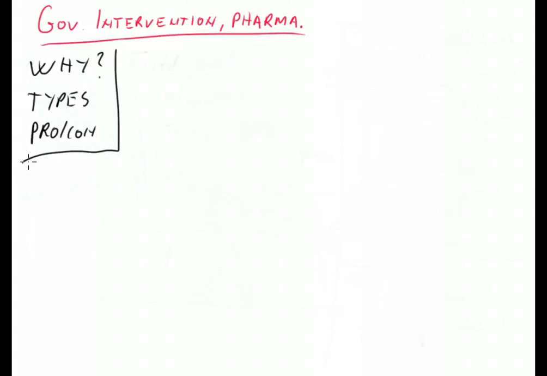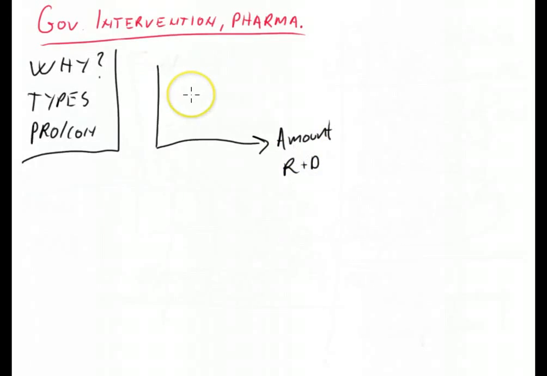In order to understand that, let's look at what level of research and development we will have in a free market. And I mean a totally free market now. In order to see that, let's draw a graph. You have the amount of investment on this axis, the amount of R&D. And let's say the cost of investing is a constant. It doesn't matter how much you invest, the marginal cost, the cost of capital, is the same.